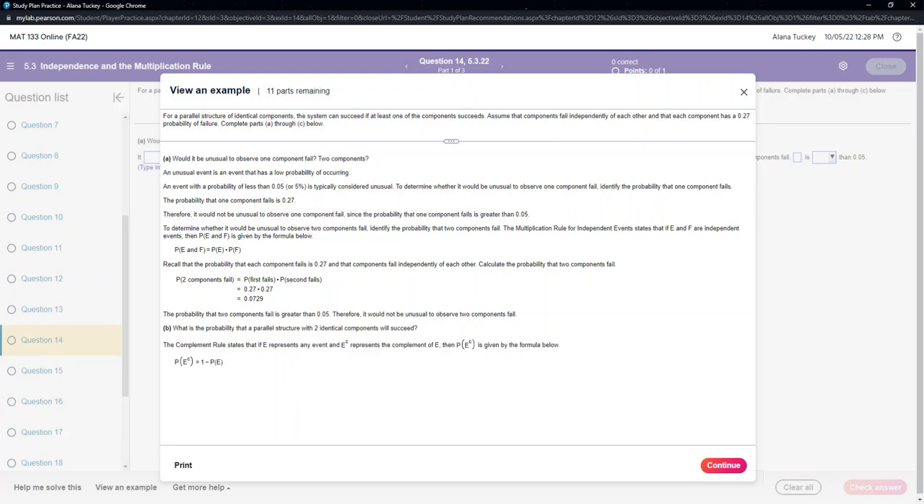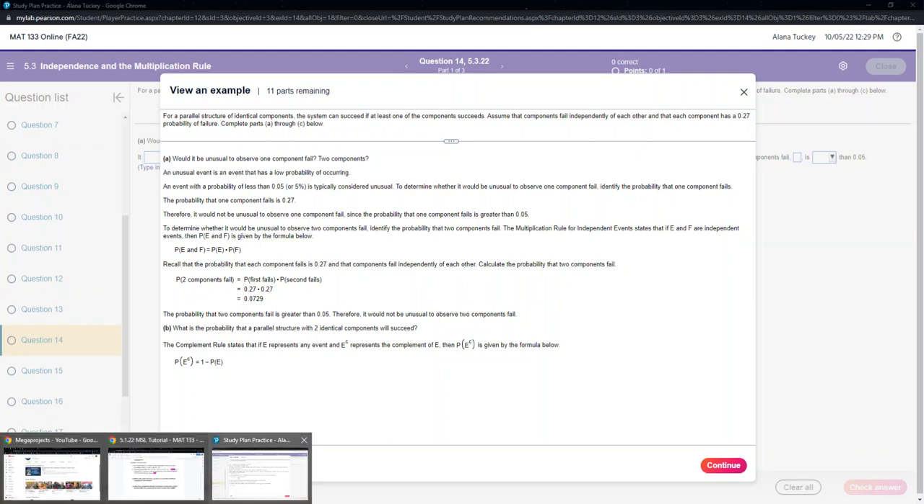Okay, so now we want to know, what is the probability that a parallel structure with two identical components succeeds? All right, so we want two identical components and we want to succeed. And remember, it succeeds if at least one of the components succeeds. That's key.